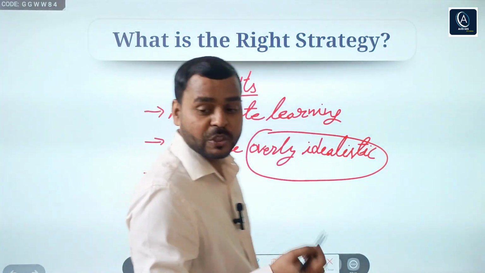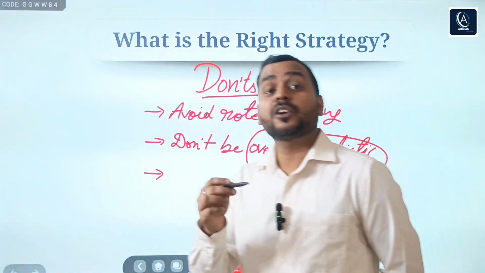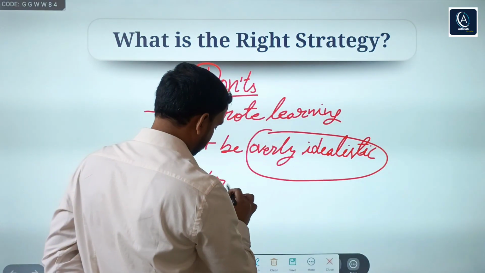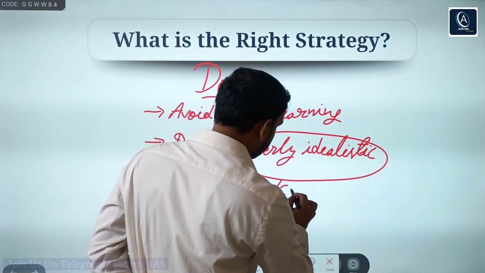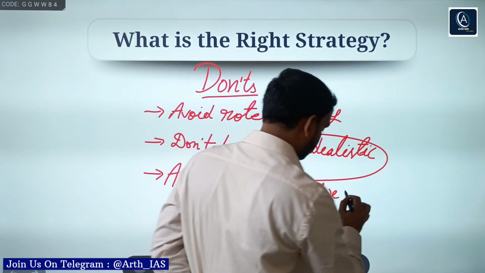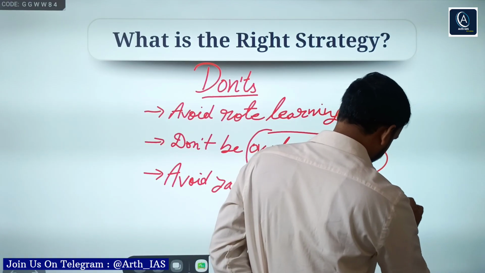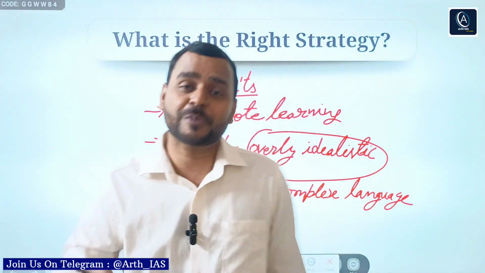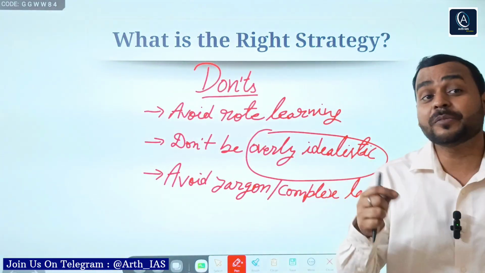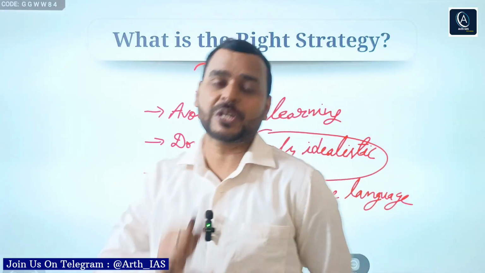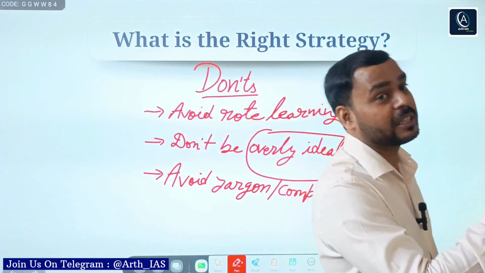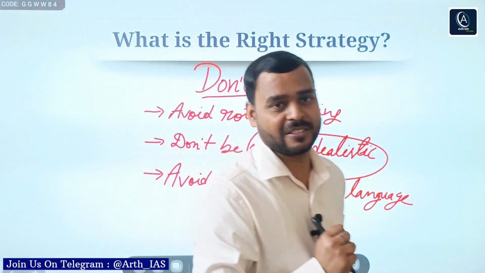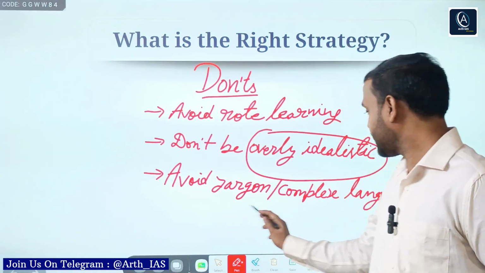Then one more thing, avoid jargon or, as I said, complex language. For example, if you are from a psychology or philosophy background, or your optional paper is psychology or philosophy, you may use very complex words that even the examiner is not able to understand. There are so many complex words in philosophy and psychology that even the examiner will not understand. Avoid such things. So avoid jargon or complex language.